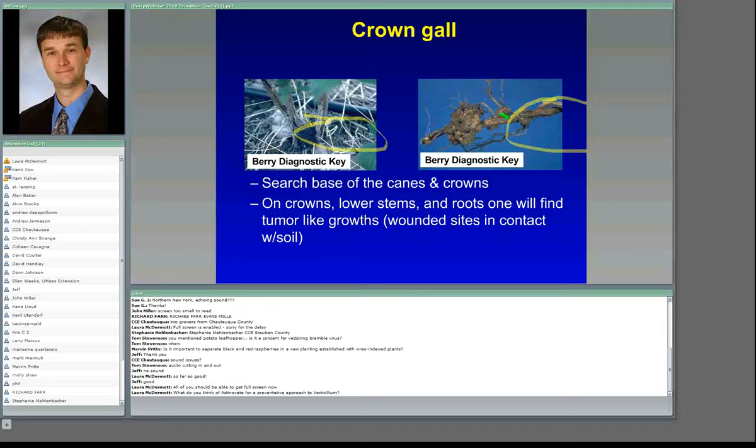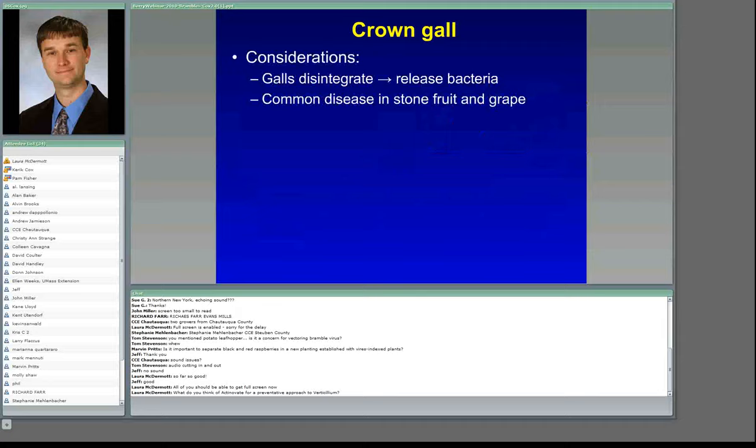As I mentioned before, they will sometimes disintegrate after they are formed, over the course of heading into dormancy, and they release the bacteria into the soil. Another thing to keep in mind is this is a common disease problem in stone fruit and especially grapes in this region. Crown gall in grapes is fairly prevalent, and if you're planting in land after one of these two situations, there's always a possibility that you could be planting in soils that have this bacteria.